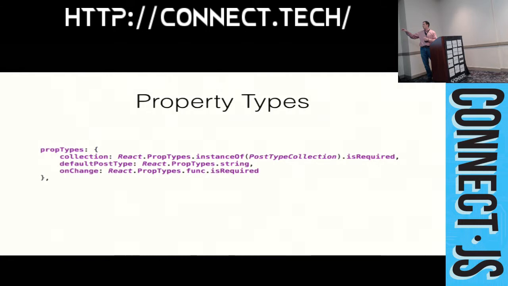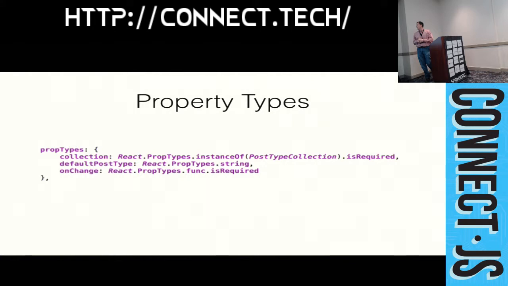And then in this case, we have a function. This is, of course, a Backbone collection. So in this post type collection, it extends from Backbone collection. And of course, that is also required for this thing to work.